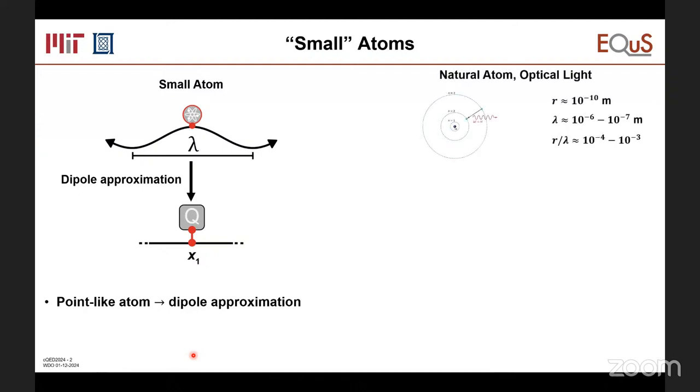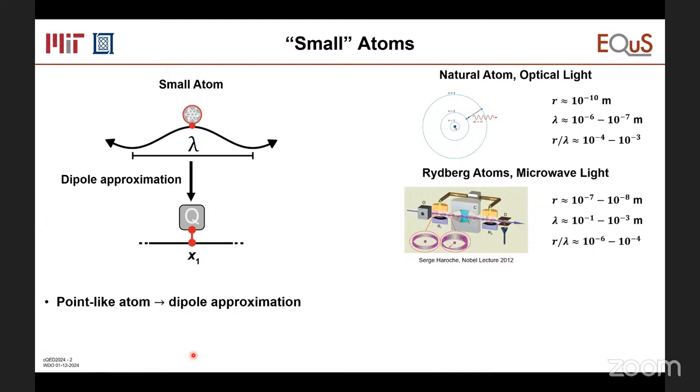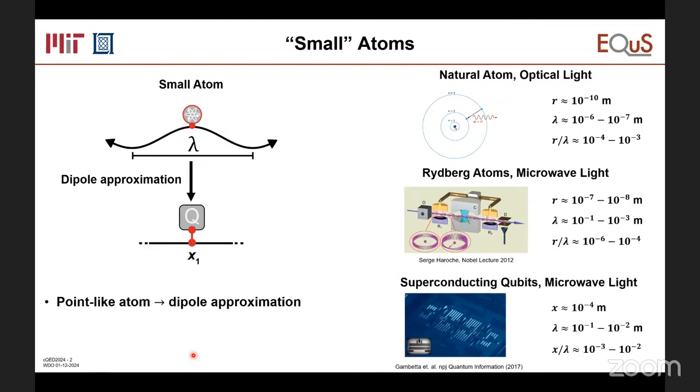And a lot of atoms that we know in life follow this. Natural atoms, optical light, the radius is angstrom level. We drive it with, say, a laser, might be submicron. And the ratio there is 10 to minus 3, 10 to minus 4. So good approximation. Now, you might think that Rydberg atoms are not small because we know that when we highly excite an atom into a Rydberg state, its spatial extent gets very large. But of course, frequency also goes down. And so now we're driving it in the microwave regime. And if we look at the ratio there, it's actually deeper into the point-like regime, 10 to minus 4 to 10 to minus 6. And superconducting qubits similarly are small in this sense, although they're quite large, 100 microns extent. We're driving them with RF and microwaves, and the ratio here is 1 in 100 to 1 in 1,000. So all of these are examples of what we might call small atoms.